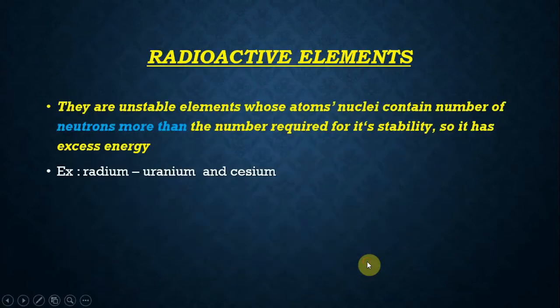Okay, so again, when I ask you what I mean by radioactive elements, they are unstable elements whose atoms' nuclei contain a number of neutrons more than the number required for stability, so they have excess energy, and they start to emit, as we said before, alpha, beta, and gamma radiations. Examples are radium, uranium, and cesium.